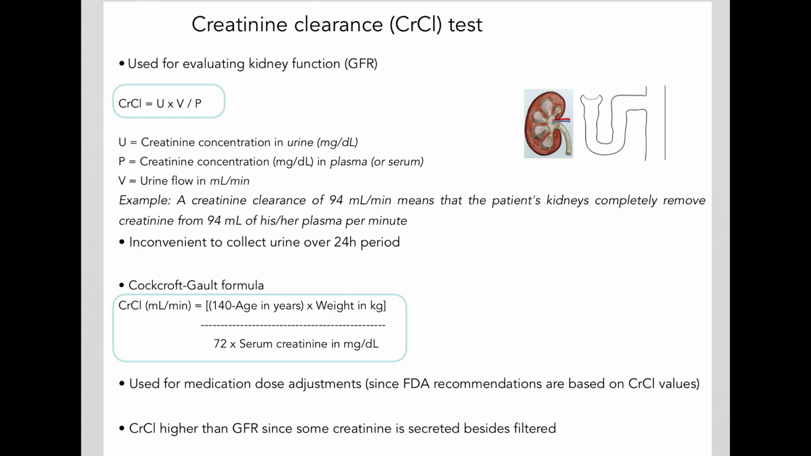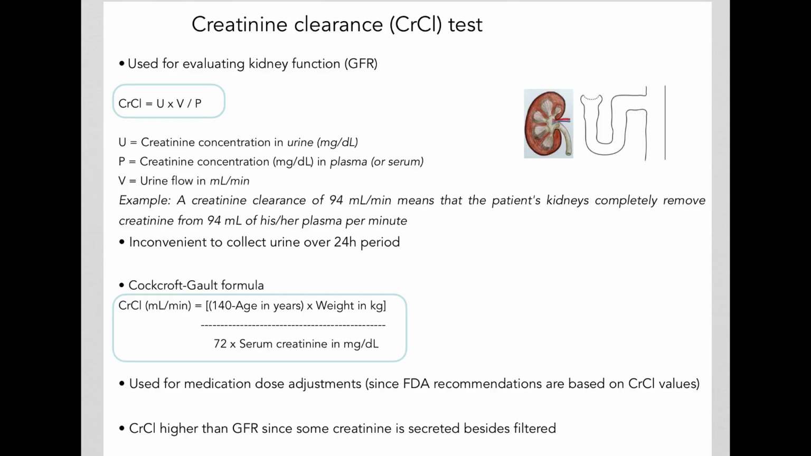Due to the inconvenience of collecting urine from a person for 24 hours, scientists have come up with different formulas for calculating the creatinine clearance. One of them is shown here, where you simply need the serum creatinine concentration. From the age as well as the weight of the person and the serum creatinine, using this formula, we can calculate the creatinine clearance.